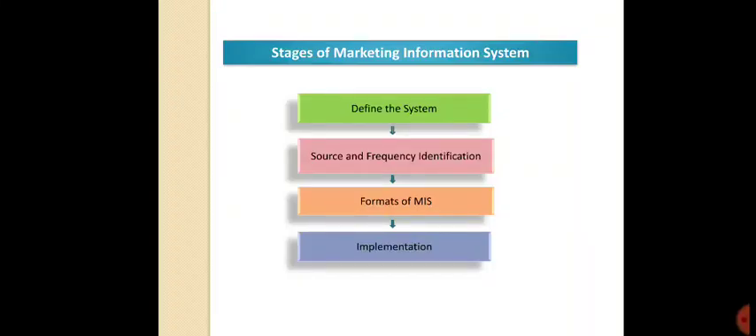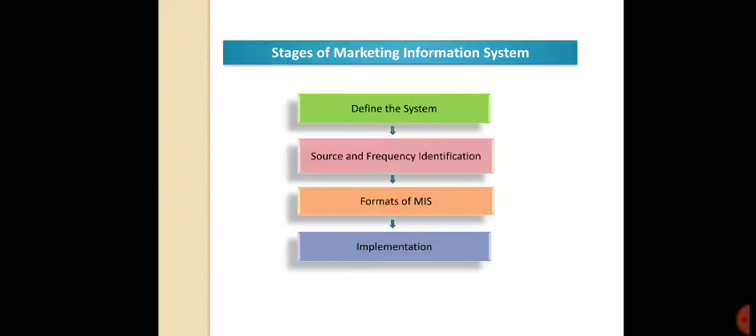Let's discuss the stages of marketing information system. Marketing information system includes 4 stages. First one is to define the system. That means the system for which design is to be made has to be defined clearly in terms of elements, the relationship and its boundaries. The system may be the complete organization consisting of all functions or only one or several functions.